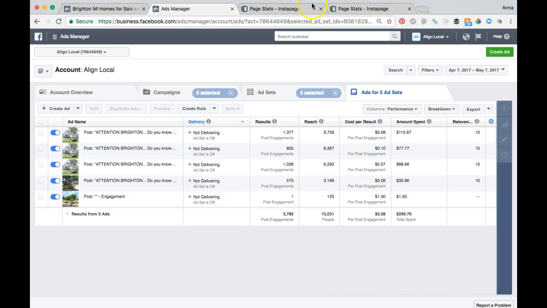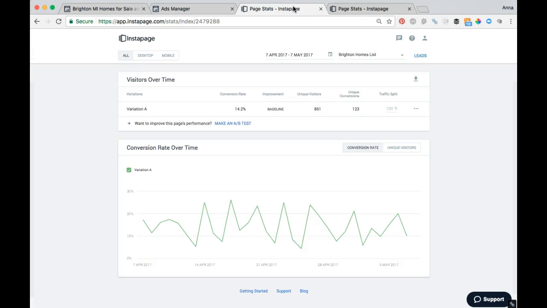Okay, so I use Instapage to build the landing and the squeeze page. Now the landing page asks just for name and email, and we had 861 unique visitors come in from April 7th to May 7th, okay? And then of those, 123 provided their name and their email, which is a 14% conversion.